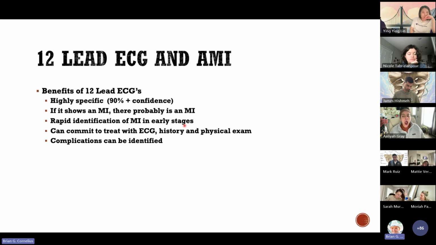So 12 leads aren't all garbage. The good news is if you see somebody that has ST changes on a 12 lead, they're pretty specific. If it shows an MI, there's probably an MI. It usually detects them very early on, and it also tells you where they're having kind of impact, which part of the heart's being affected by it.